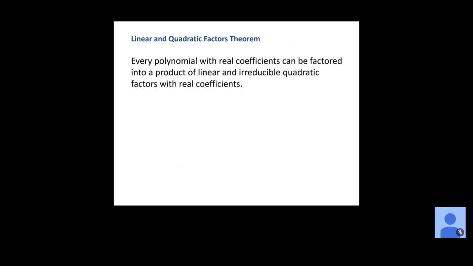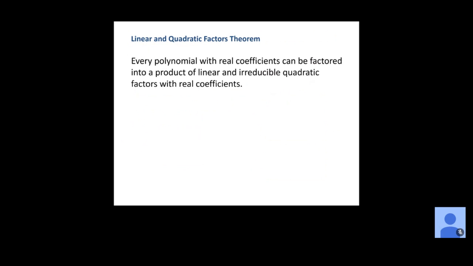All right, now the linear and quadratic factors theorem. Every polynomial with real coefficients can be factored into a product of linear and irreducible quadratic factors with real coefficients. Basically, we've gotten everything down to a completely factored form where it's all linears, but we could have complex numbers, imaginary values in there.